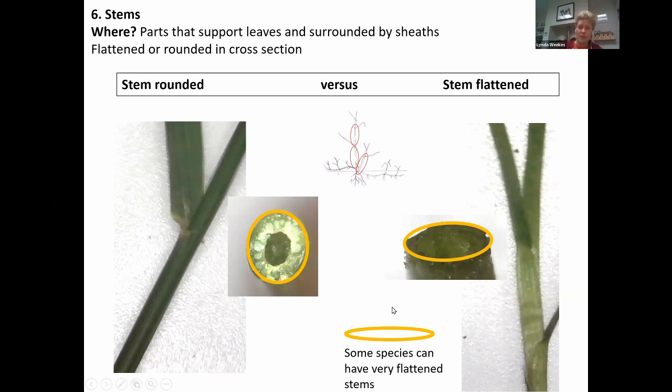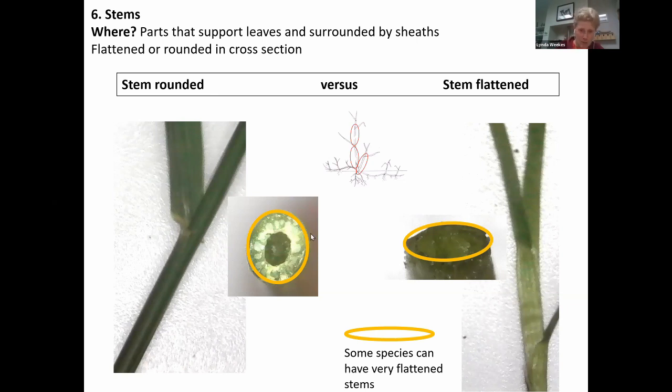And if you have a look down here, this is a diagram here, but some of them are really, really noticeably flattened. And if you get your fingers and roll the stem in your hand, if you're not sure, you can get a feel of whether something is oval or rounded as well. So that's the most important thing here.